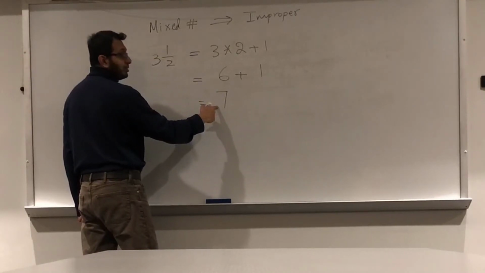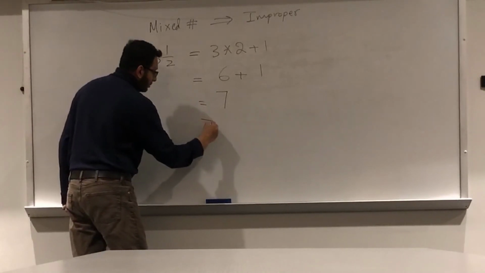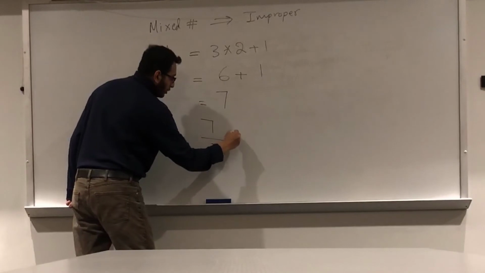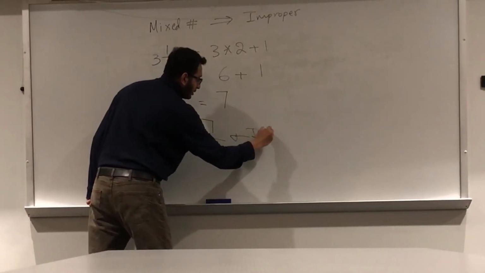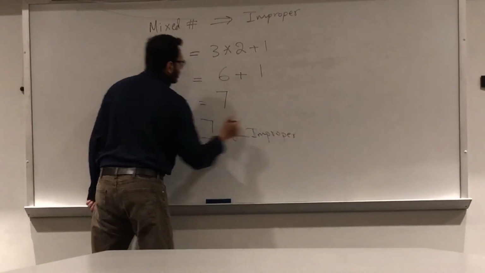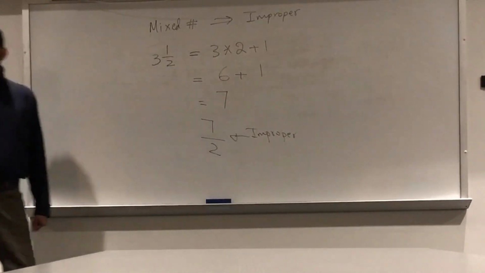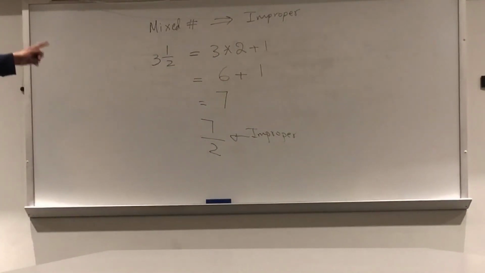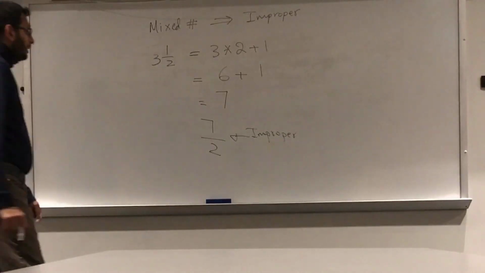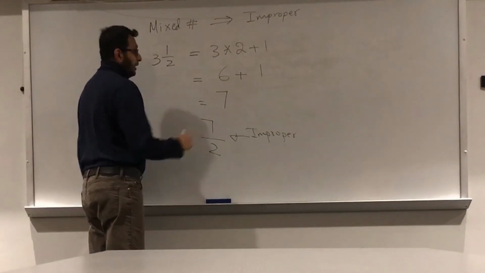So now I'm going to write this out as the whole problem, 7 over 2, which is improper, but that's the whole thing to convert a mixed number into its improper equivalent. So this is the answer in improper form.